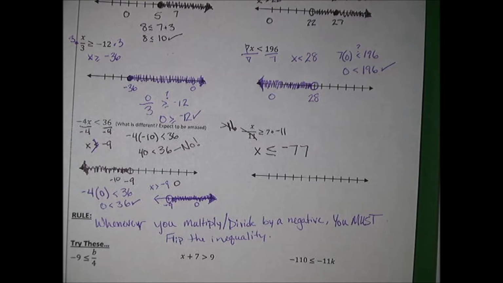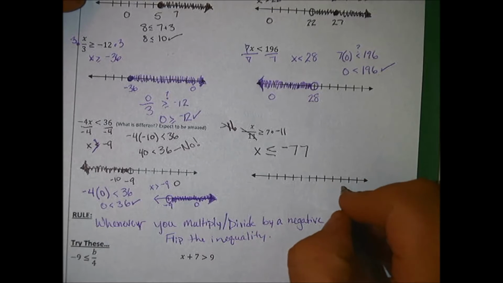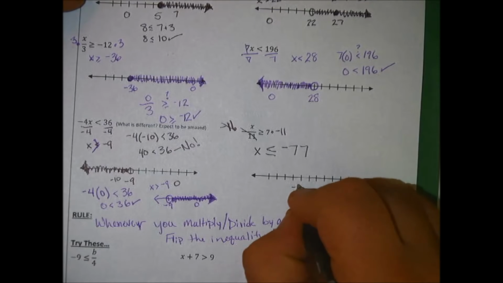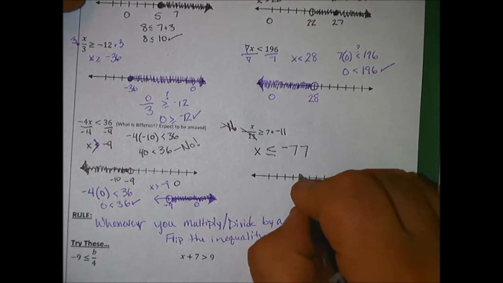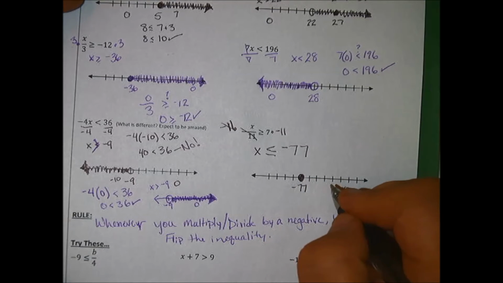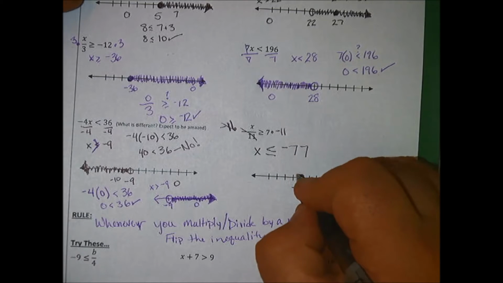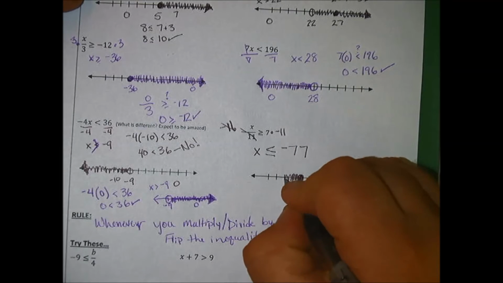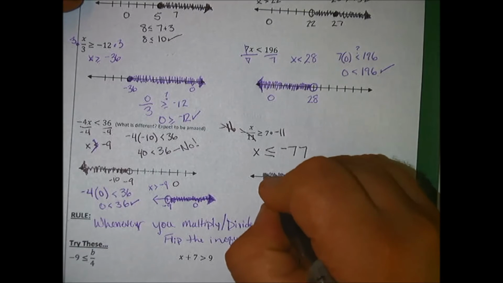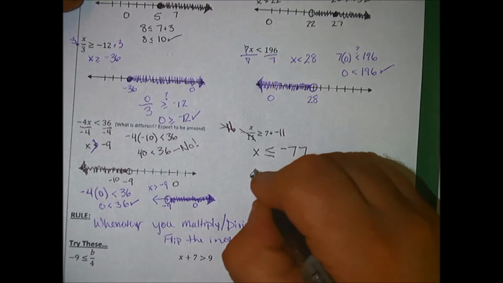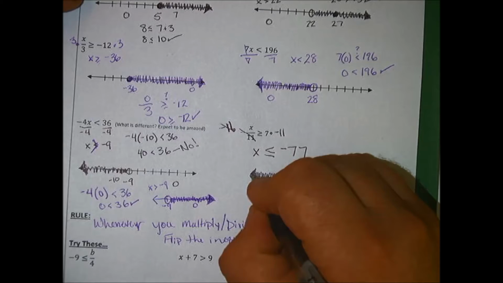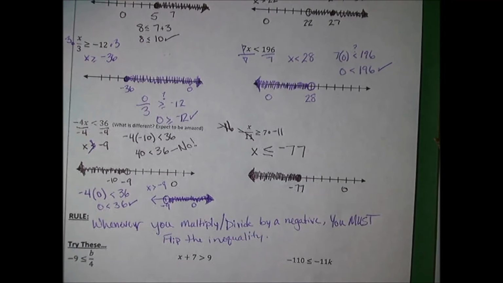We already solved it, but we're going to graph it. So let's say 0 is over here and negative 77 somewhere in this region. It can be negative 77, and my claim is that it can be anything less than negative 77. Smaller numbers live to the left. And there we go.